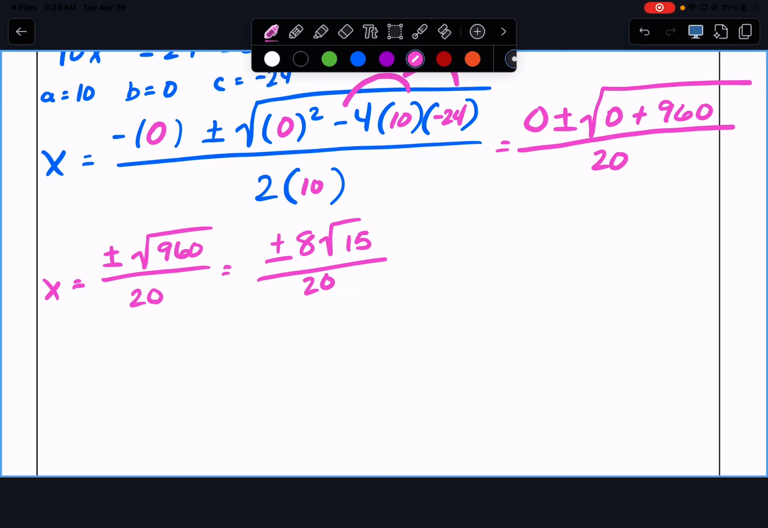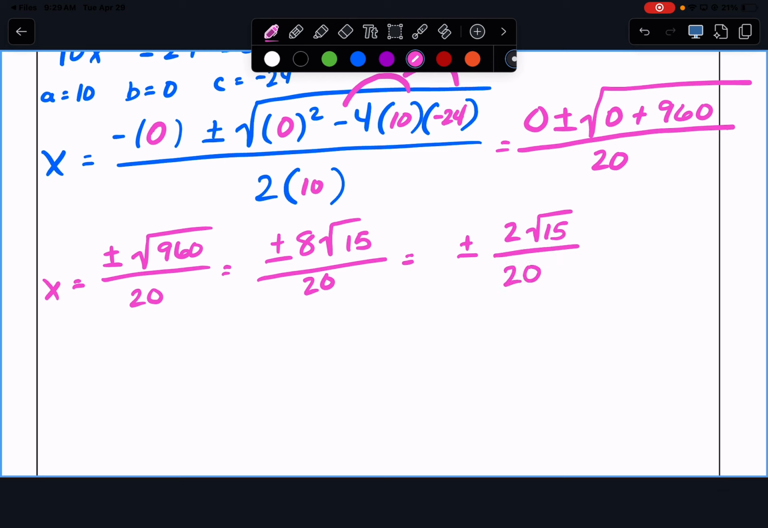Okay, now, we still have to simplify the actual fraction part. We have to simplify 8 over 20. Can I simplify 8 over 20? Sure, yeah. 2 over 5. To 2 over 5. So we get 2 root 15 over 20.